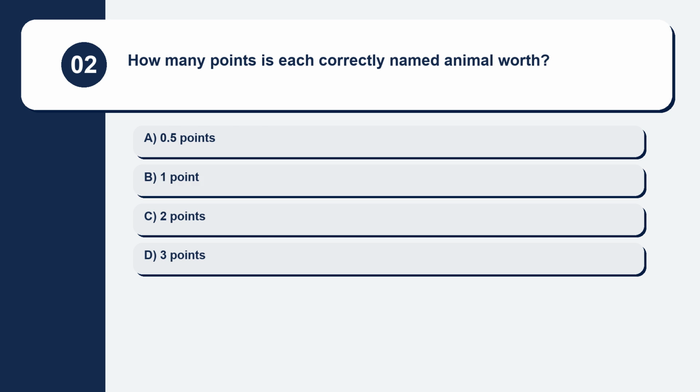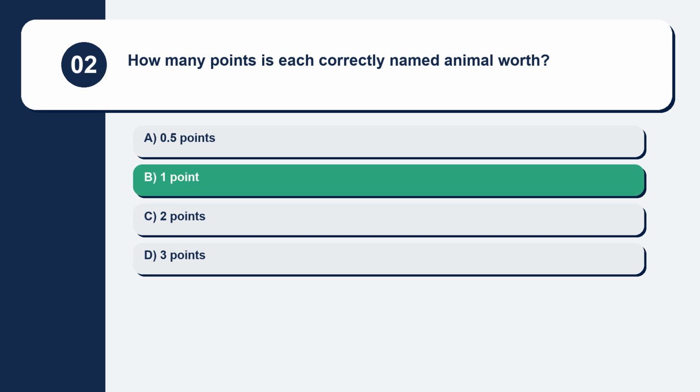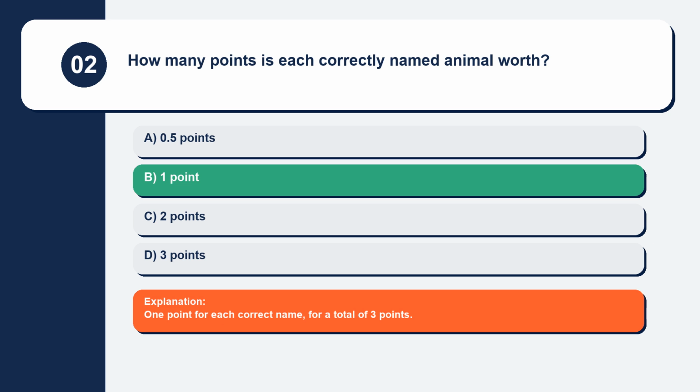Question 2. How many points is each correctly named animal worth? 0.5 points. 1 point. 2 points. 3 points. 1 point for each correct name, for a total of 3 points.